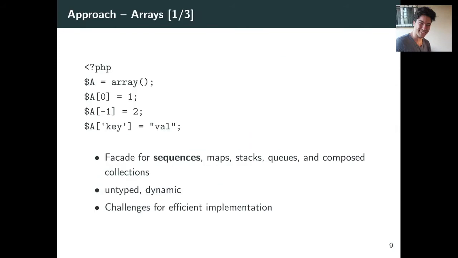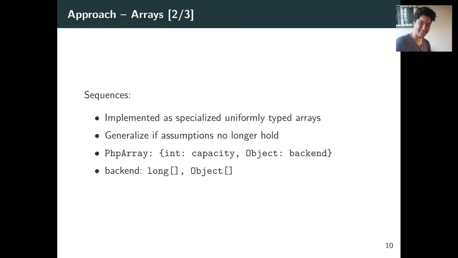So arrays in PHP are a facade for various data structures. They can be used as sequences, maps, stacks, queues, and nestings of these. And arrays in PHP are further untyped and dynamic, so they can grow dynamically. And while this is comfortable from a user perspective, because there's one API to interact with these data structures, it imposes some challenges for an efficient implementation. And so I'd like to introduce how we implemented sequences.